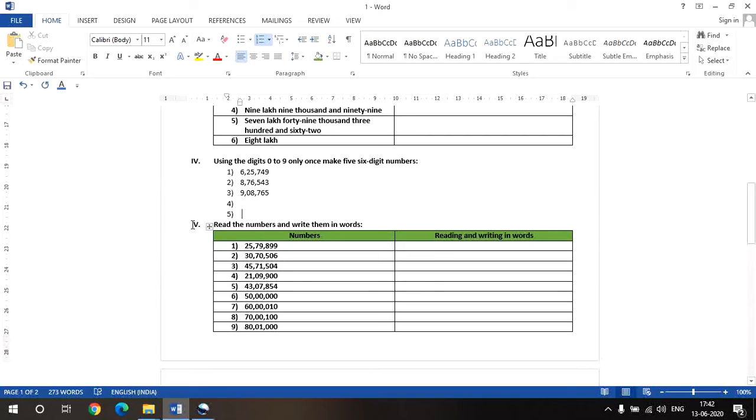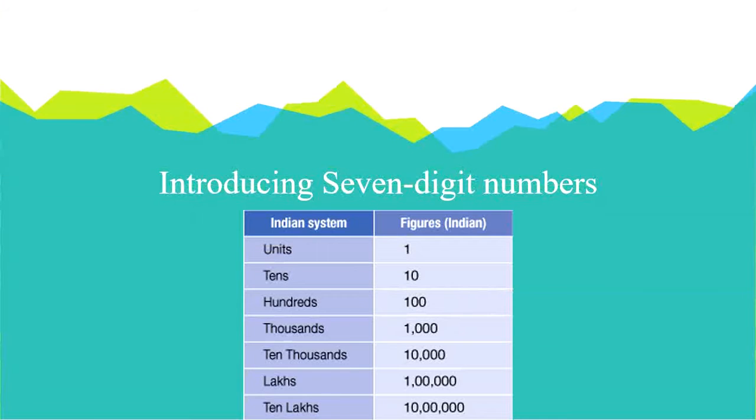Now, the next question, question number 5, read the numbers and write them in words, has 7 digits in them. You'll have to first learn how to read 7-digit numbers. So let's learn how to do that. Introducing 7-digit numbers. Now you had learned about 5-digit numbers. Now you had learned about 6-digit numbers. Now ahead you're going to learn about 7-digit numbers. Like I said before, you have the units place, tens place, hundreds place, thousands place, 10,000s place and lakhs place.